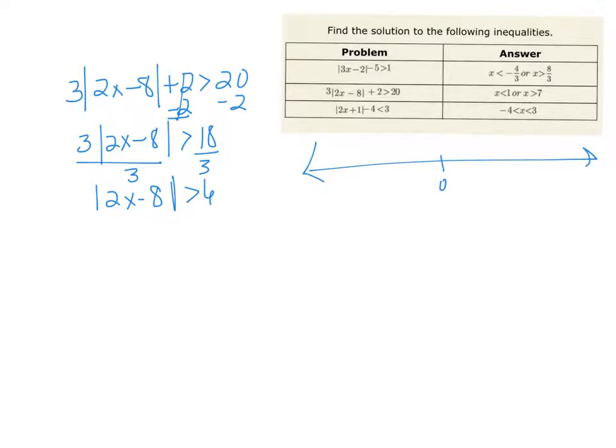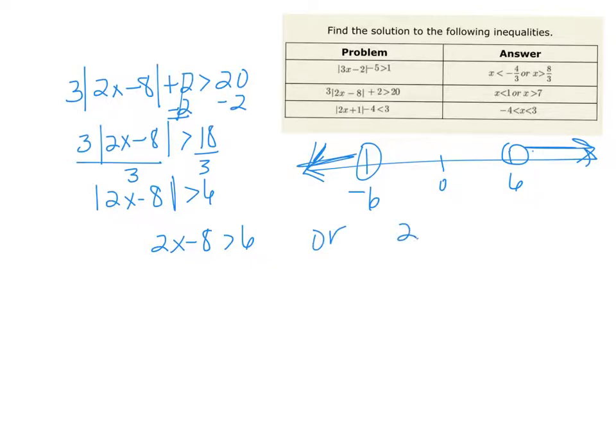Again, I like looking at this on a number line. So to be greater than 6, I know that anything just over 6, so 6.1, 6.2, all the way up to 12, 100, a million works. That also means in the negatives, that also works. So I'm going to set up 2 inequalities. 2x minus 8 is greater than 6, or 2x minus 8 is less than a negative 6.